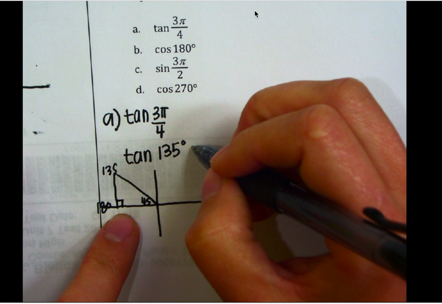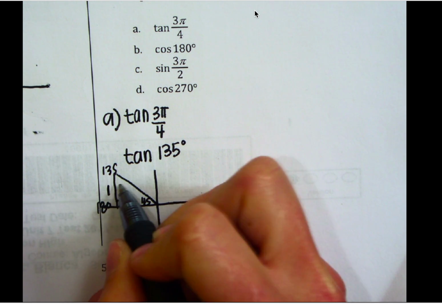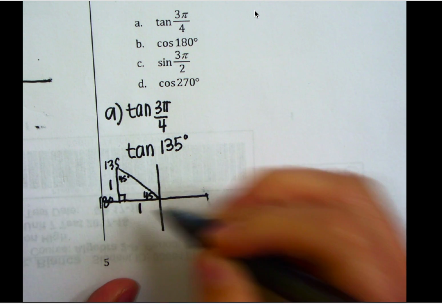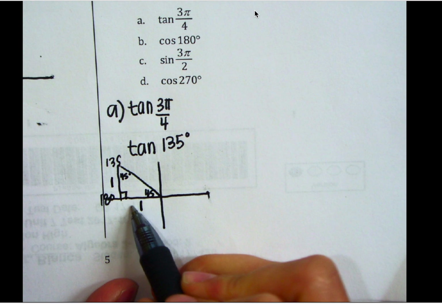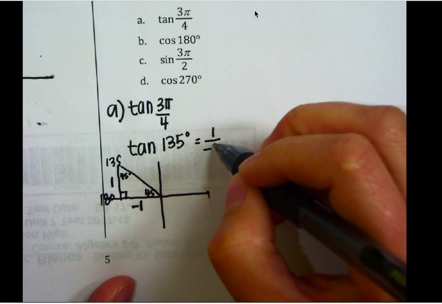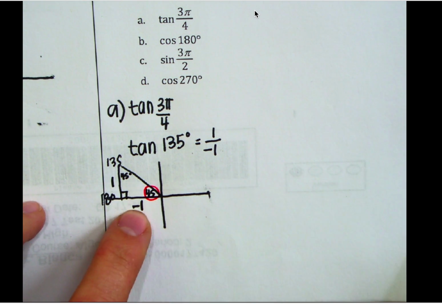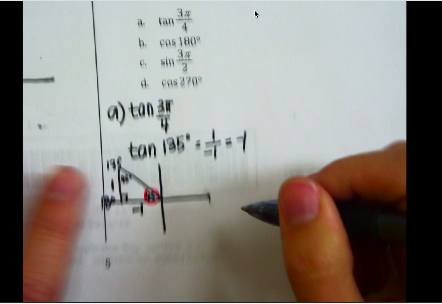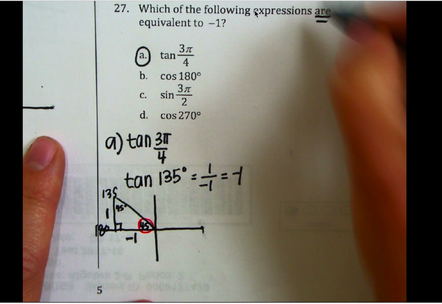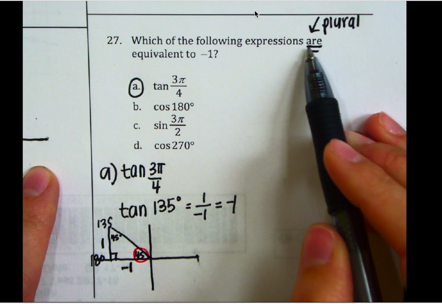Tangent, I know, means opposite over adjacent. So opposite of the 45 degree is 1. This is also 45 degrees, and opposite of 45 is always 1. On my x-axis over here, this is a negative 1 because it's going to the left. So opposite over adjacent, from my reference angle, gives us an answer of negative 1. So that's going to be our first answer. So we want to make sure we are looking for more than 1. It says "are," which is plural, not singular, so we're looking for more than 1 answer.